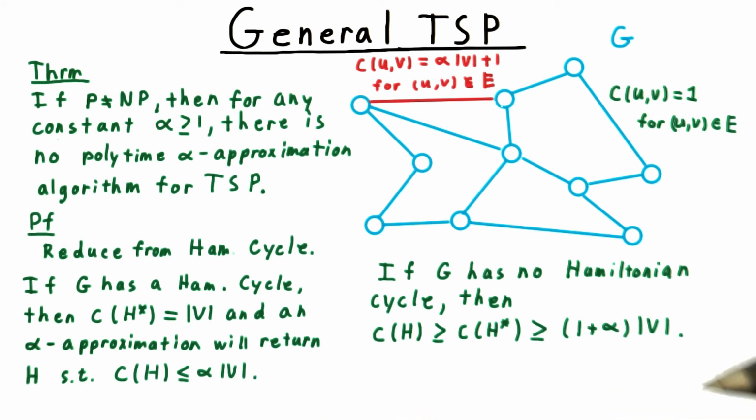Thus, if there were a polynomial time constant factor approximation for the general traveling salesman problem, it would yield a polynomial algorithm for the Hamiltonian cycle, which is NP complete. Unless P is equal to NP, no such approximation algorithm can exist.